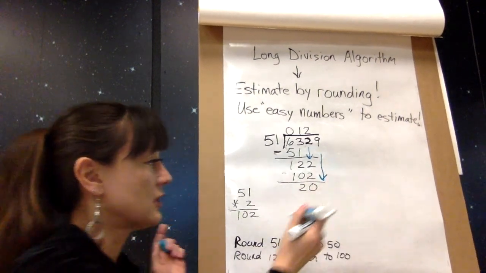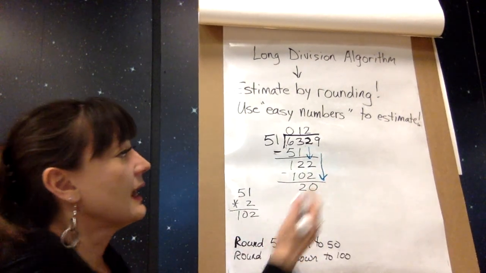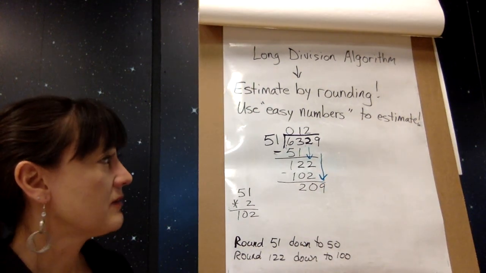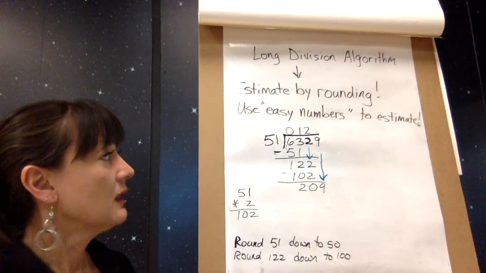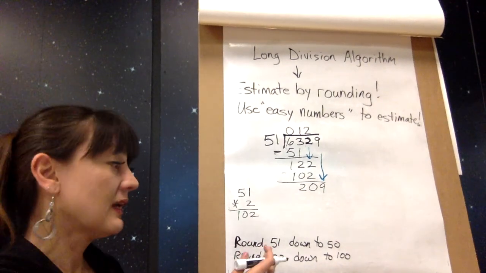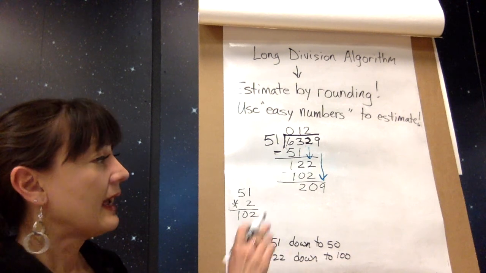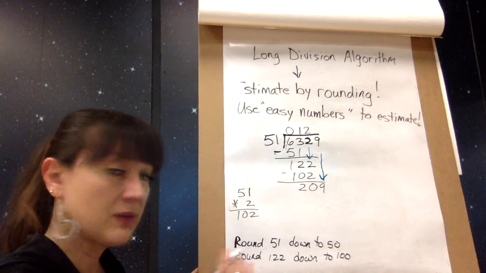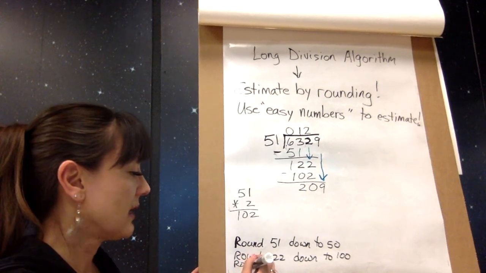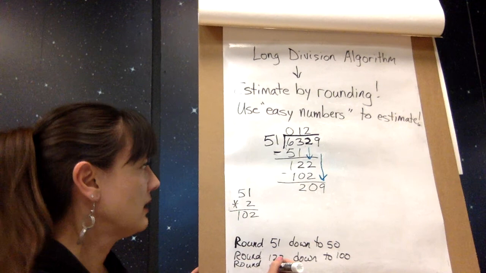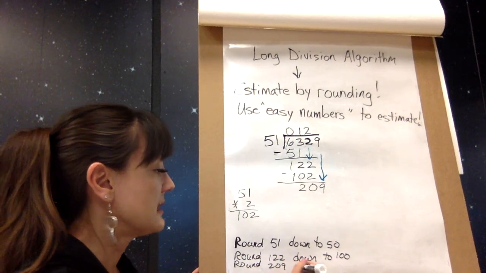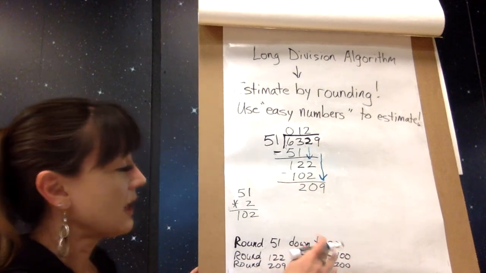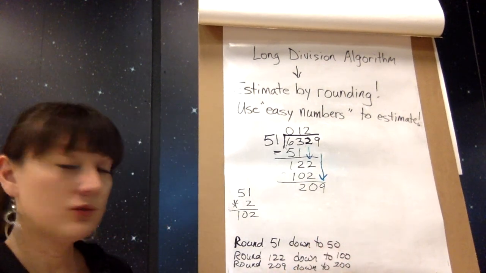Now, this is our next subtraction step. Remember, it's repeated subtraction. And we bring down the 9. And now we're going to divide 51 into 209. And so I'm looking at the 51, I can round that down to 50. And I can round 209 down to 200. So let's make a mental note, but I'm going to write it up here. So we're going to round 209 down to 200.